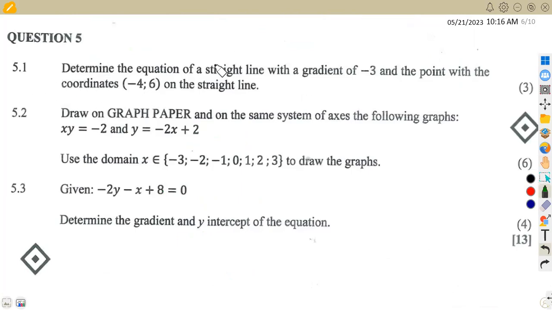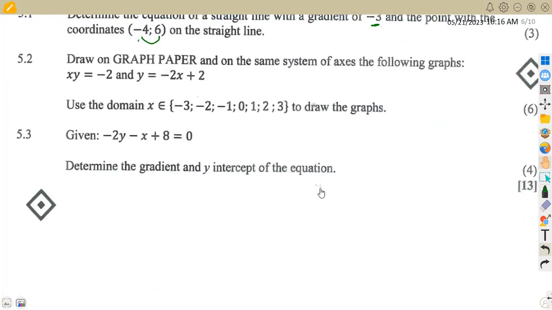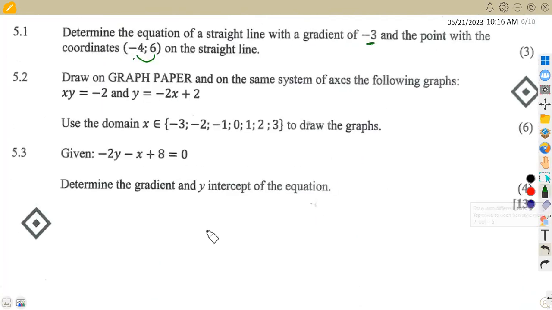5.1, determine the equation of a straight line with a gradient of -3 and the point with the coordinates of (-4, 6) on a straight line. All right. So we are asked to determine the equation of a straight line in this case. To determine the equation of a straight line, we've got so many ways that we can apply. So that is question 5.1.